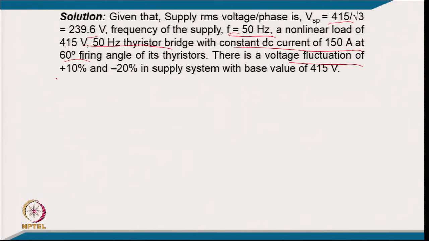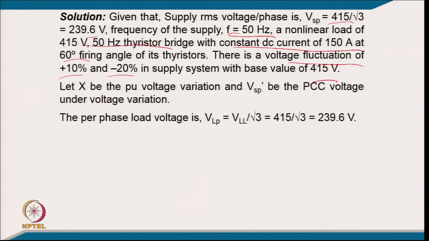So, there is a voltage fluctuation of plus 10%, minus 20% in the supply with a base value of 415. Let x be the voltage variation. V_SP dash will be the PCC voltage under voltage variation. The per unit voltage will be the per phase voltage of the load, 415 by root 3, that is 239.6.